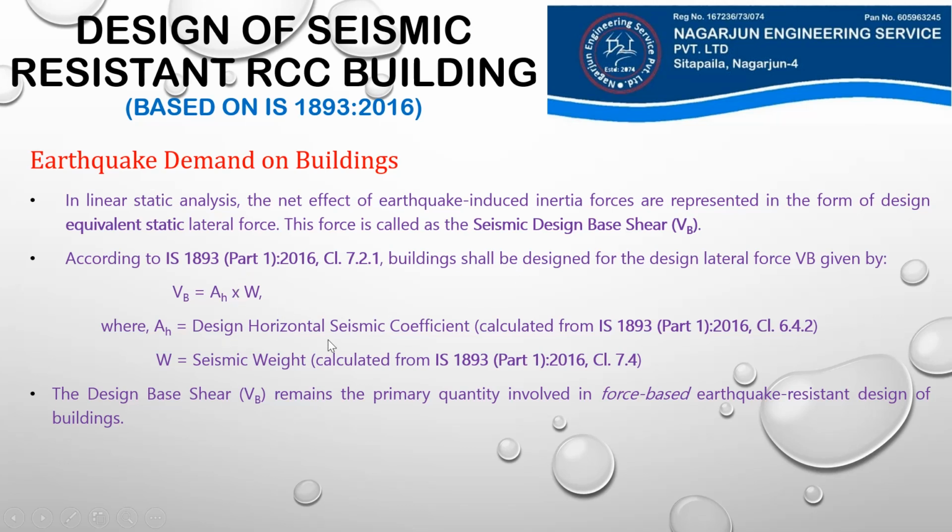Design horizontal seismic coefficient is calculated from the same code, clause 6.4.2, and seismic weight is calculated from the same code, clause 7.4. All the things that we will be learning now in the rest of this lecture are all based on IS 1893 Part 1 2016 code, and I won't be repeating that again.